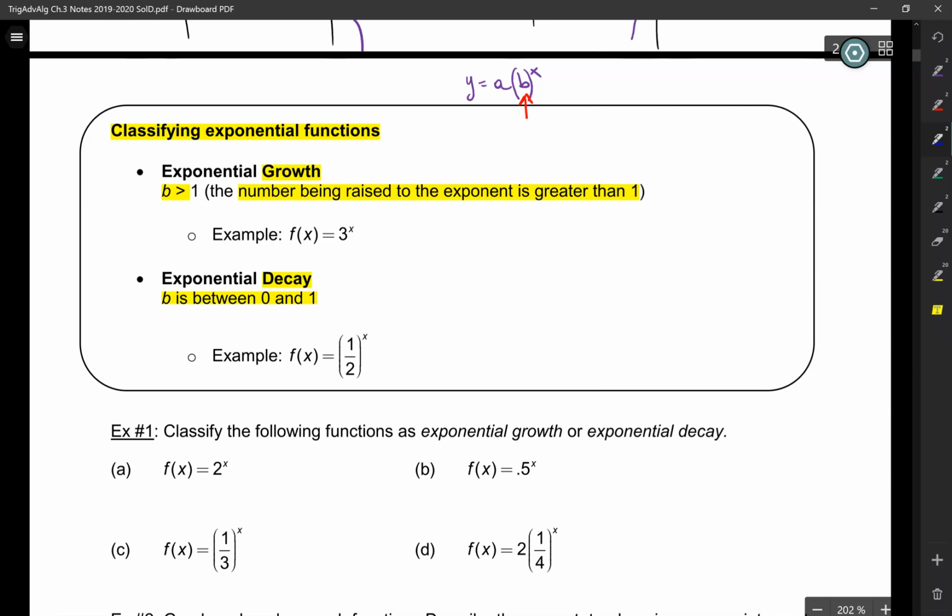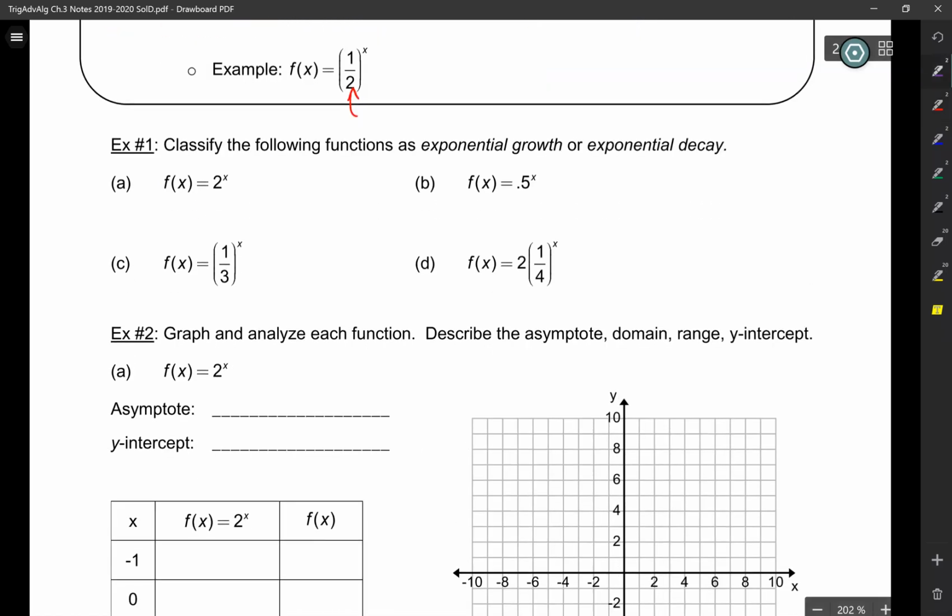So look at this one. What's being raised to the power? 1/2. 1/2 is between 0 and 1, so it's decay. So we don't look at negatives. You just look at the absolute value of the number. All right, so let's classify some of these. What's the first one? Growth or decay? Growth. Next one? Decay. Next one, C? Oh, wait, decay.